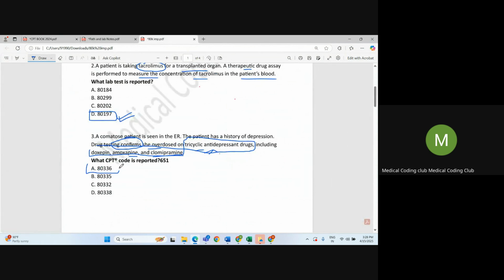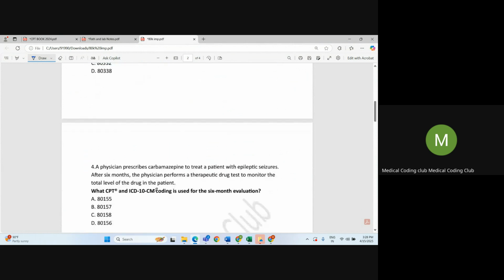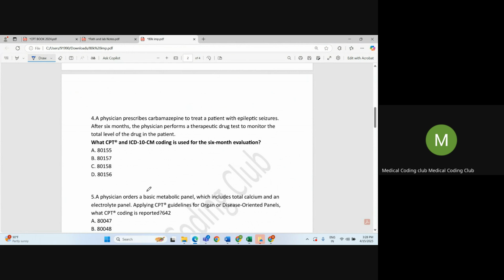Option A is correct. So next question, one more question regarding therapeutic drug assay. Here you can see the physician prescribes carbamazepine to treat a patient with epileptic seizures. After 6 months, the physician performs a therapeutic drug test to monitor the total level of drug in the patient.